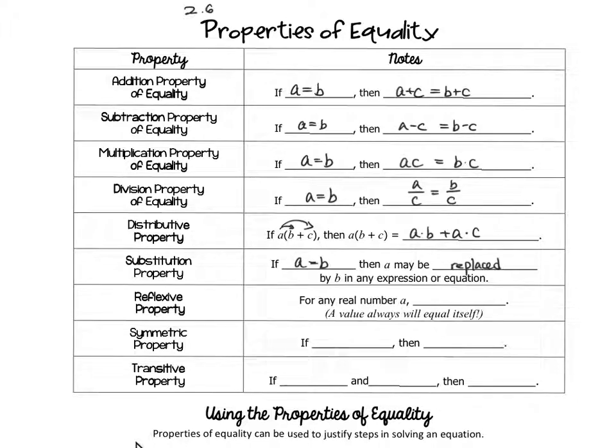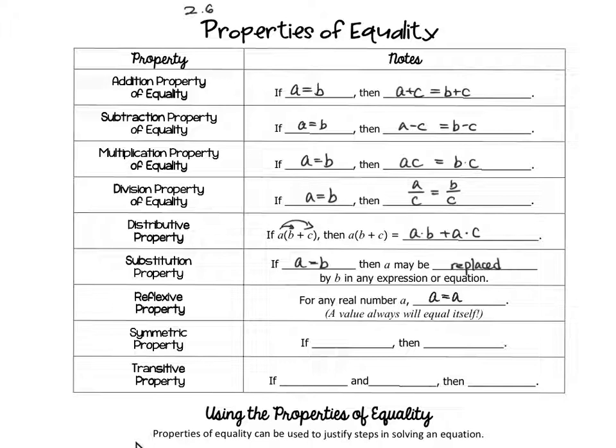Reflexive, it gets a little tougher. I like to think of reflexive property as a mirror. So for any real number A, it has to be a real number, A equals A. So I like to think about it in the mirror. It's a reflection of oneself, right? That's how I remember reflexive property.